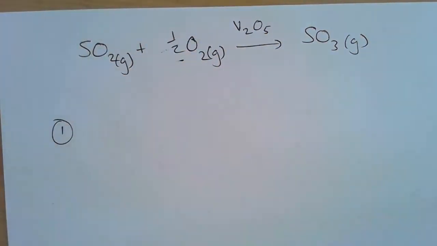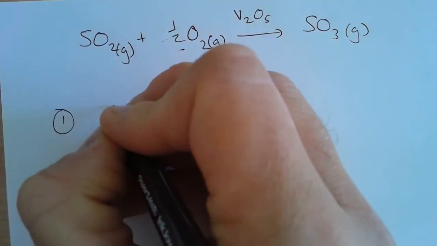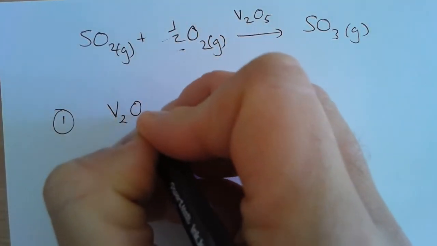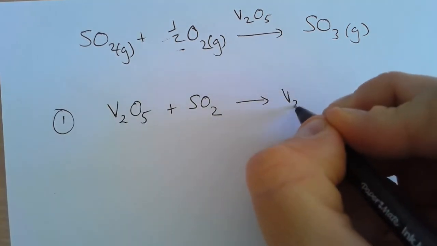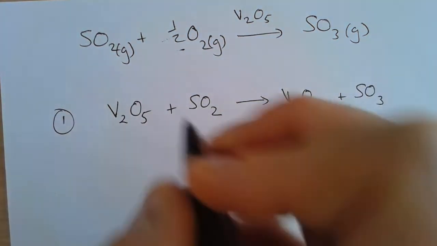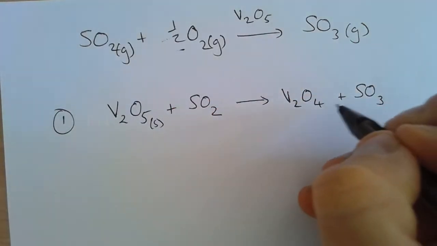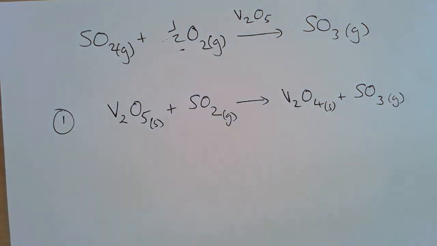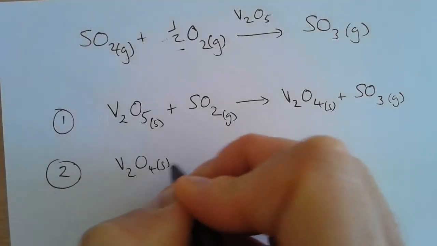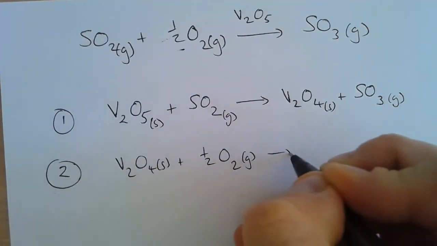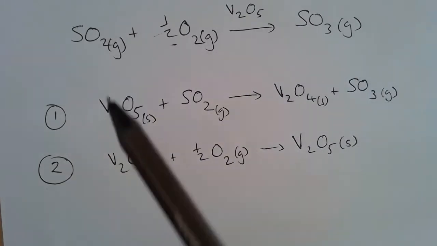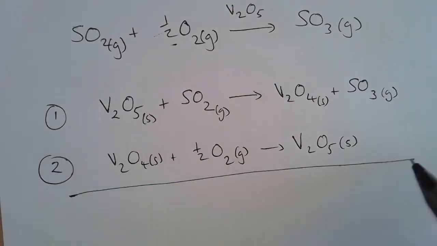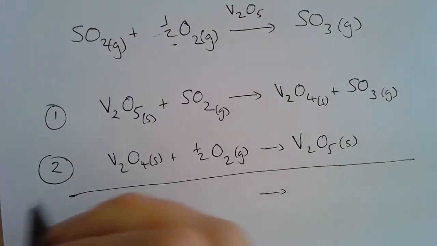And there's a two-step process that this occurs in. The first stage is that our catalyst, V2O5, reacts with sulfur dioxide to produce V2O4 and sulfur trioxide. If we were going to put state symbols in here, we'd think about these being solid and these being gaseous. So these are heterogeneous catalysts. In the second step, V2O4 reacts with half an oxygen molecule to make V2O5. Okay, so it's a two-step process. Now, if we want to combine these two equations, we simply add all of the reactants in both steps together.